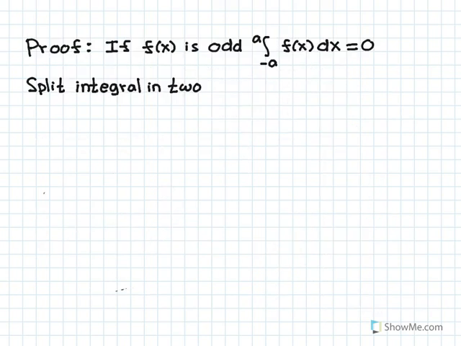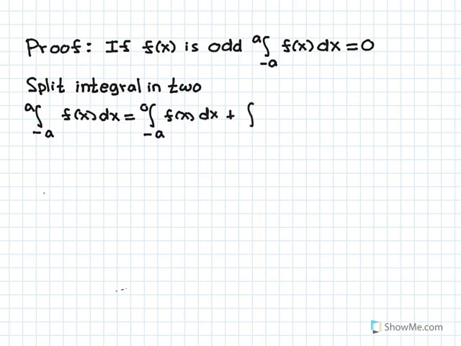Alright, we're going to prove that if a function is odd, the integral over a symmetric interval from -a to a of f(x) dx is equal to 0. We start by splitting the integral into 2. So we write the integral from -a to a of f(x) dx is equal to the integral from -a to 0 of f(x) dx plus the integral from 0 to a of f(x) dx.